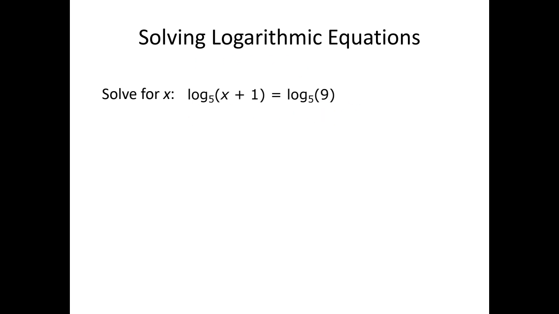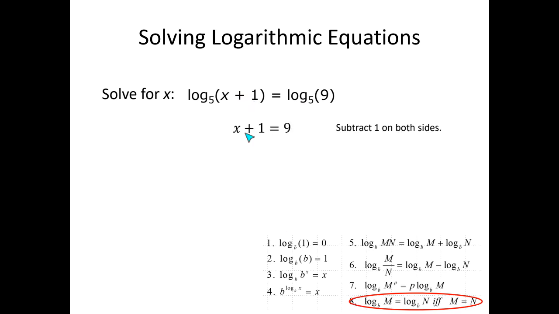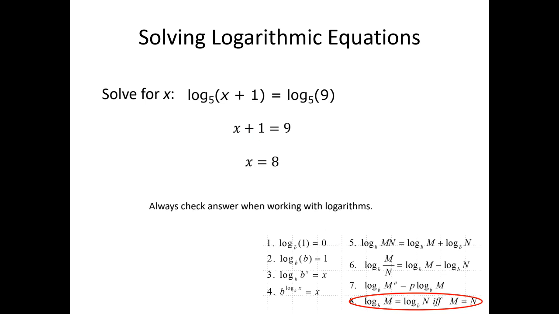Oh yeah, so let me go ahead and put it here. Okay. And so Mr. Mata says that it's going to be 8. So can we use the one-to-one property? In order to use the one-to-one property, they have to have the same base, which this one has, a base 5, and this one has a base 5. Therefore, we can set the parentheses equal to each other. So we get x plus 1 is equal to 9. Subtract 1. So we get 8.